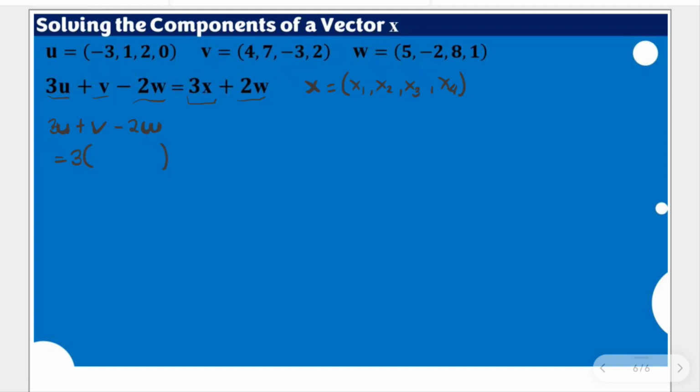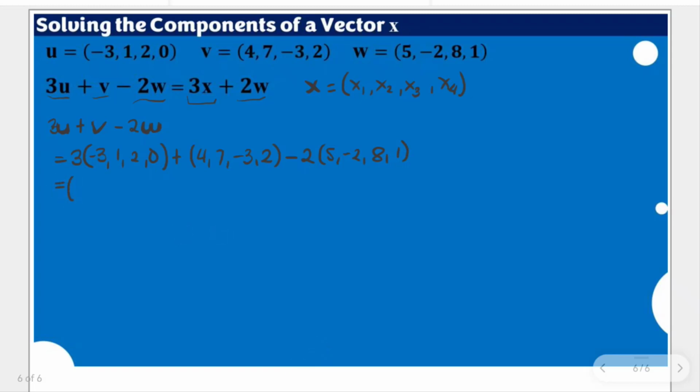So you have negative 3, 1, 2, and 0. This is to be added with the vector v, which is 4, 7, negative 3, and 2. And then you have minus another scalar 2 for your vector w here, which stands for 5, negative 2, 8, and 1. This means that the left hand side would have this computation.